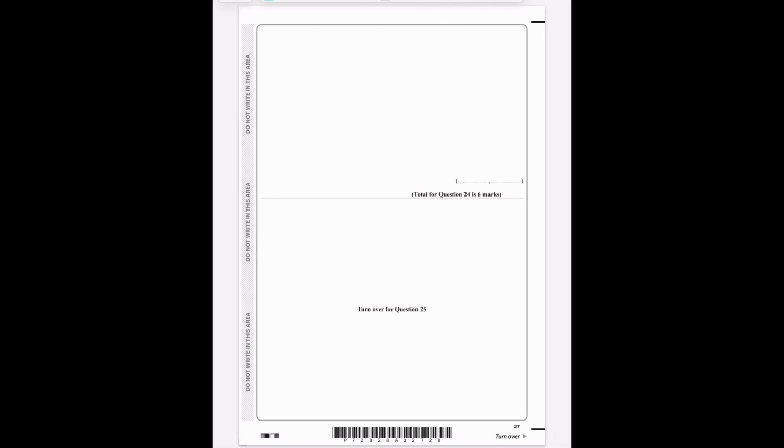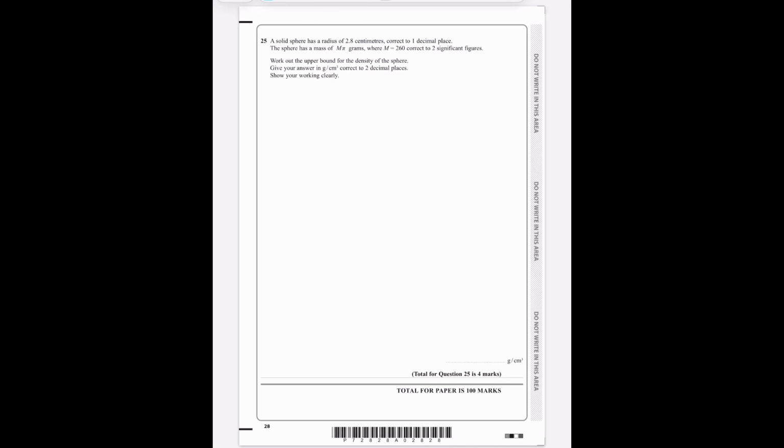Okay, question number 25. So this is an upper and lower bounds question. We're given information about a sphere. We have density, mass and volume going on. So density is what we're trying to calculate here. We want the upper bound for the density. So density equals mass over volume. The volume of a sphere is 4/3 pi r cubed. So here we're going to have density is equal to the mass divided by 4/3 of pi times by whatever the radius is cubed.